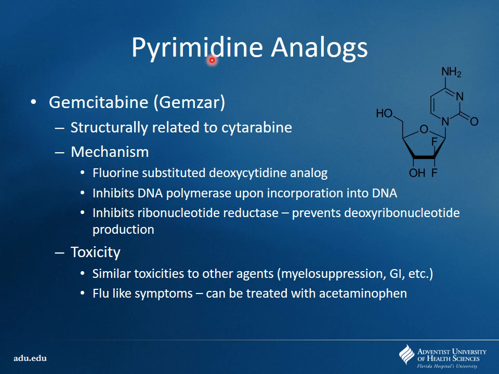Another kind of closely related pyrimidine analog is going to be gemcitabine or Gemzar. Again, I'm just really going over the more common ones we run into. This one's very structurally related to cytarabine. Notice here the only difference is instead of the hydroxyl group being added on to that ring, you actually have 2 fluorides added on there.